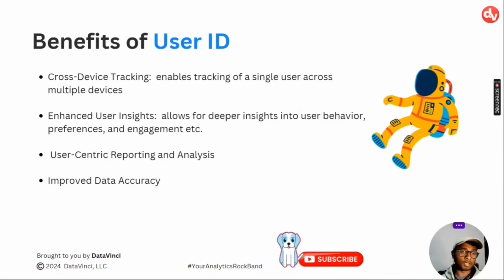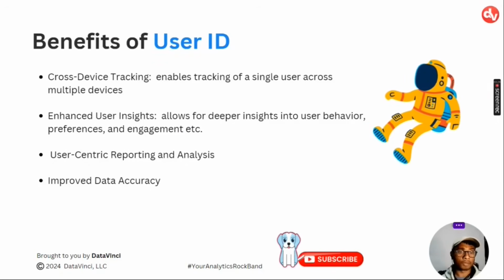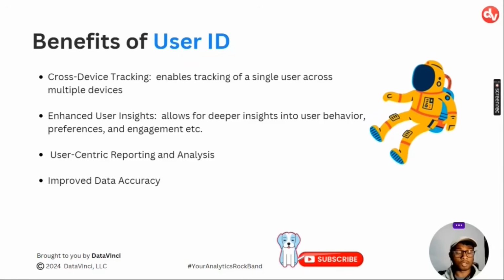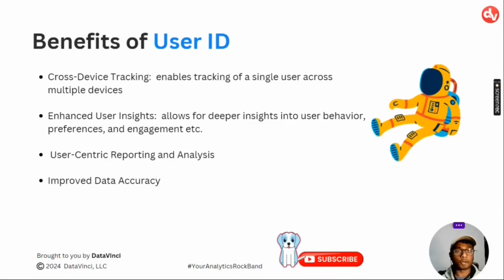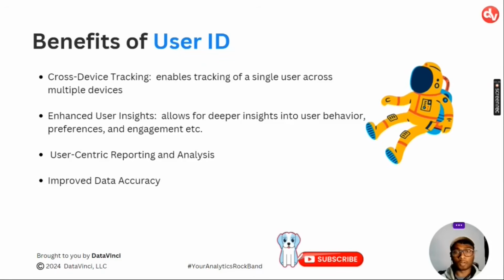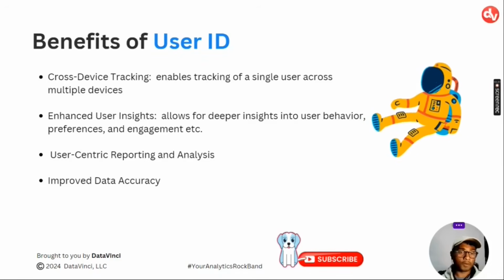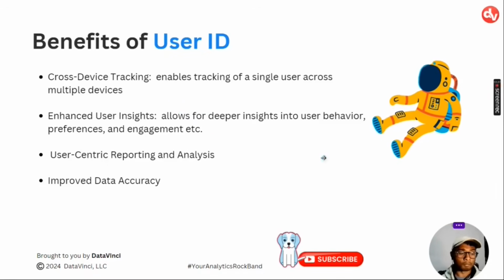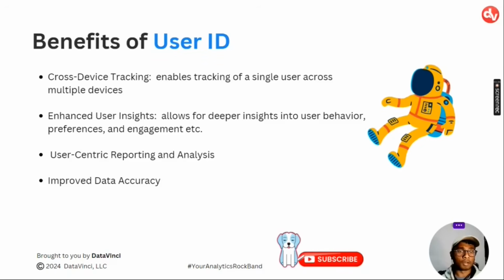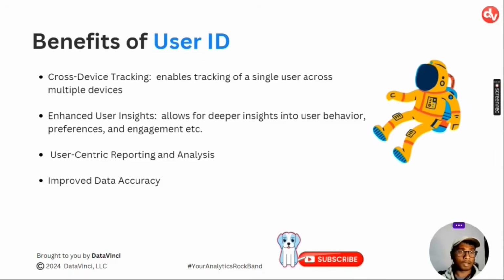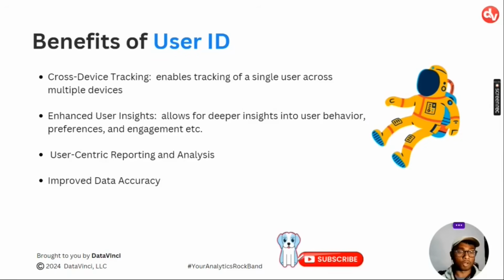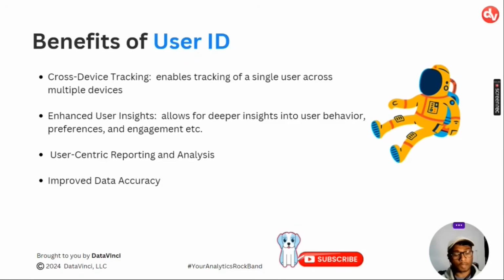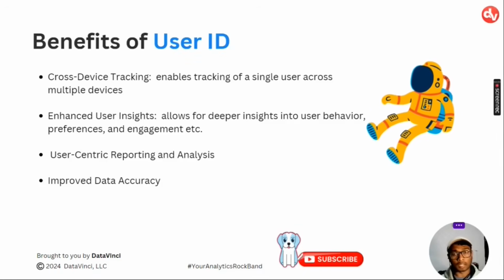So it gives us some benefits to use user ID that way. The first benefit is that it enables us to track a single user across multiple devices, thereby enabling cross-device tracking. It also allows for deeper insights into user behavior, their preferences and engagements, etc. And having a robust user ID in place would also allow us to reap the benefits of user-centric reporting and analysis. But needless to say, it would also improve our data accuracy as well.